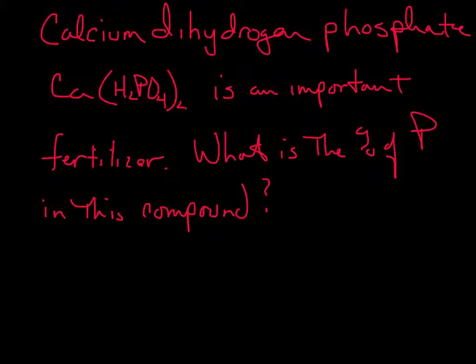We've got a problem here. Calcium dihydrogen phosphate, and here's the formula for calcium dihydrogen phosphate, is an important fertilizer. And as such, one of the elements that we are going to be interested in is phosphorus. And so this question is, what is the percent of phosphorus in this compound? Now, if you look at the labeling of fertilizers, phosphorus is something that we need to get a handle on. It's got an environmental impact, and so this is a pretty legitimate question. What is the percent of phosphorus?